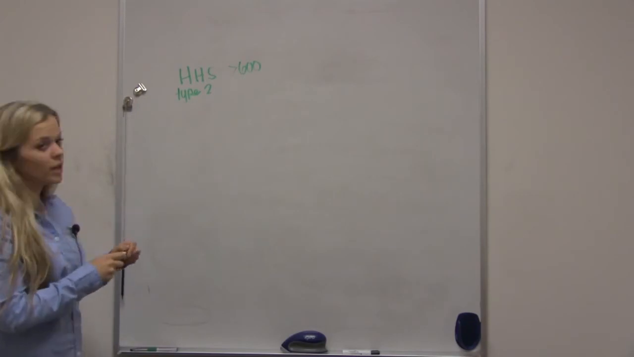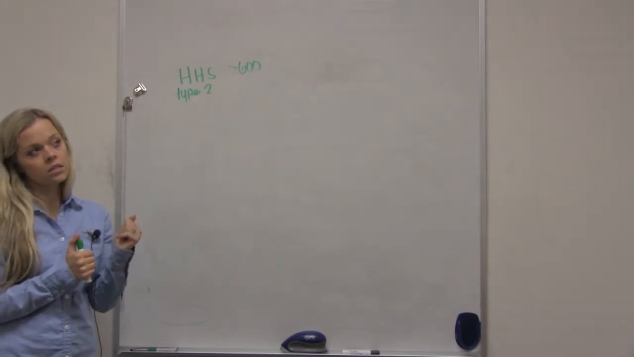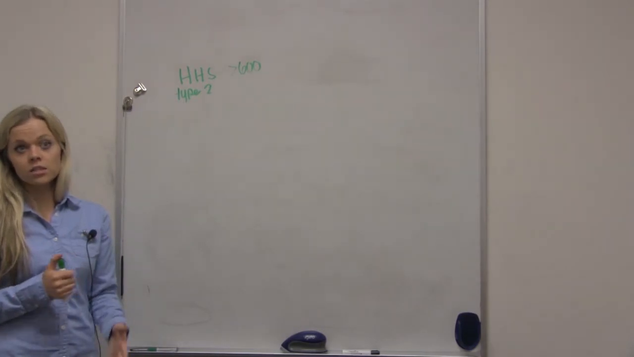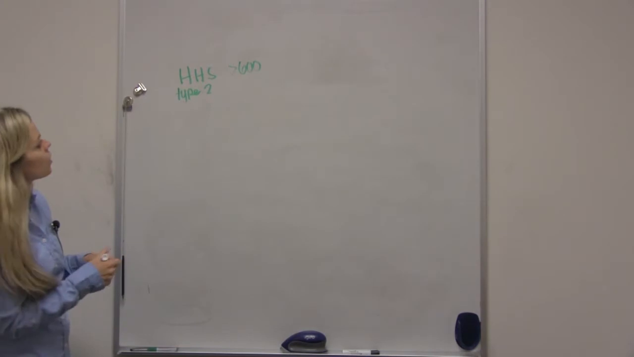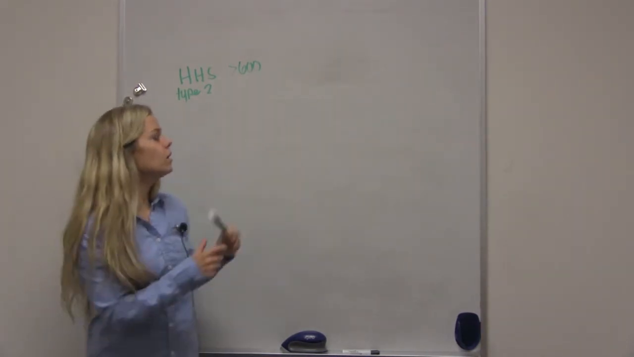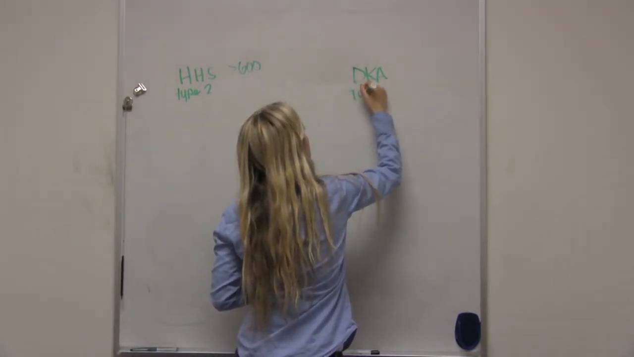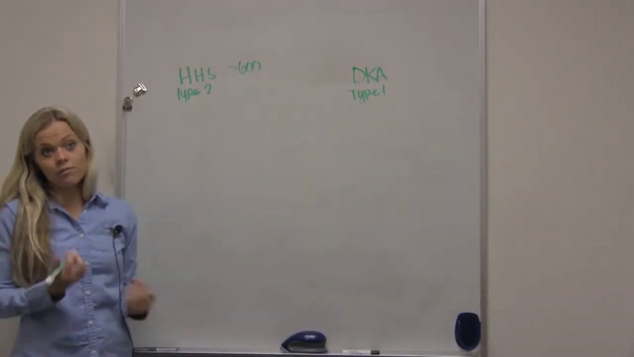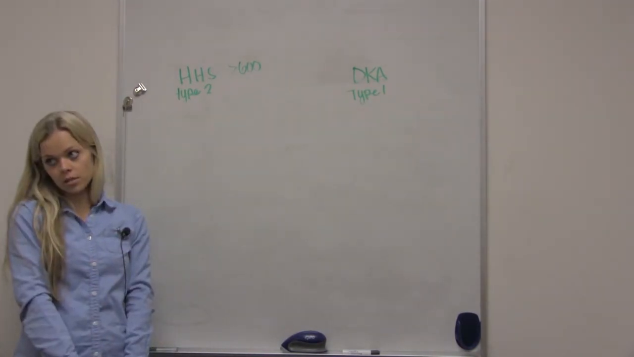The reason that they don't get ketones like DKA is because their insulin never gets so low that their body feels the need to go into that starvation mode of, I've got to break down some fatty acids first. That's why HHS usually happens in type 2 diabetics, because DKA happens in type 1 diabetics, and it's because they don't even make insulin. So if they forget to take their insulin, they're going to have a severe drop in insulin levels.